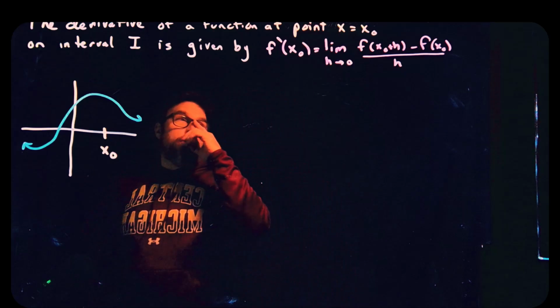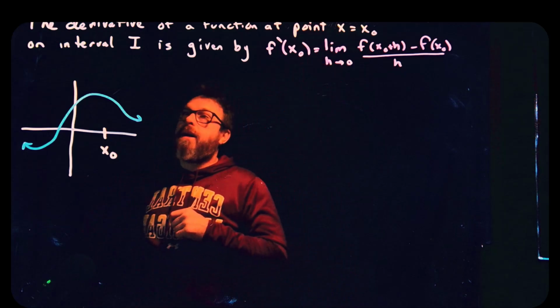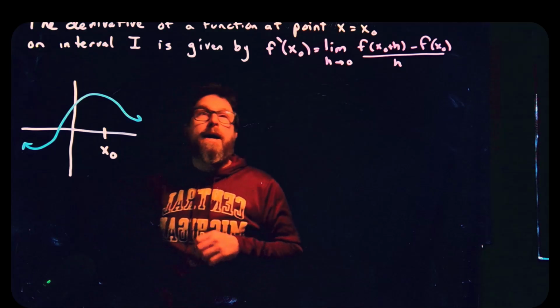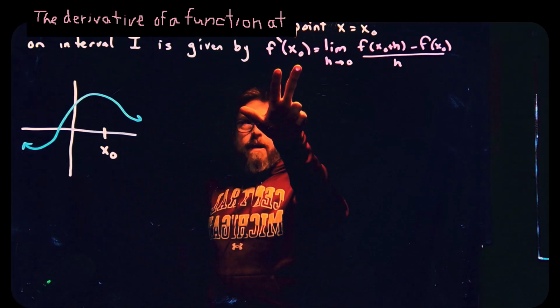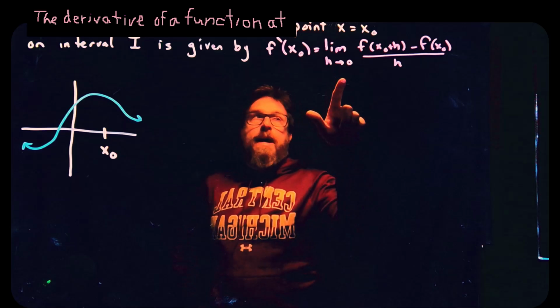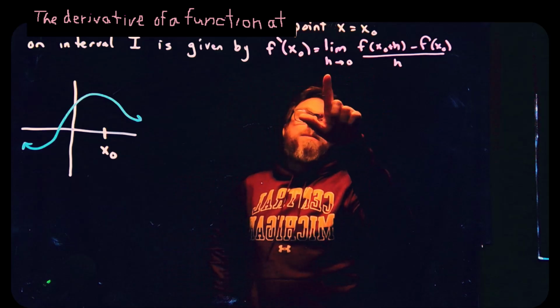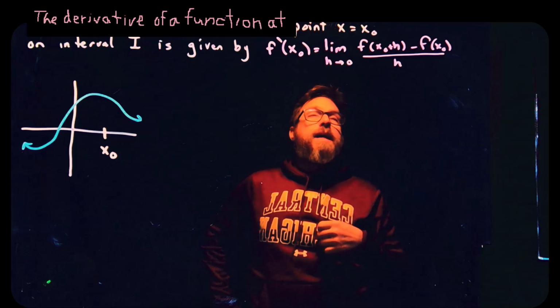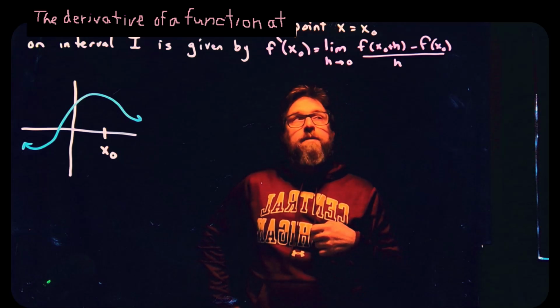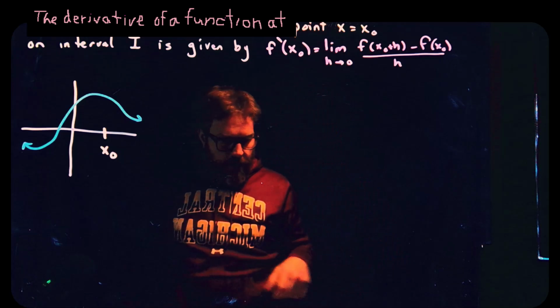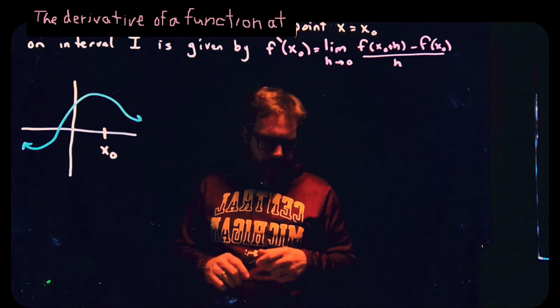So, the derivative of a function at a point x equals x naught, in an interval I, is given by f prime of x naught, which will be the limit as h approaches 0 of f of x naught plus h minus f of x naught, all divided by h. And really, what does that mean?